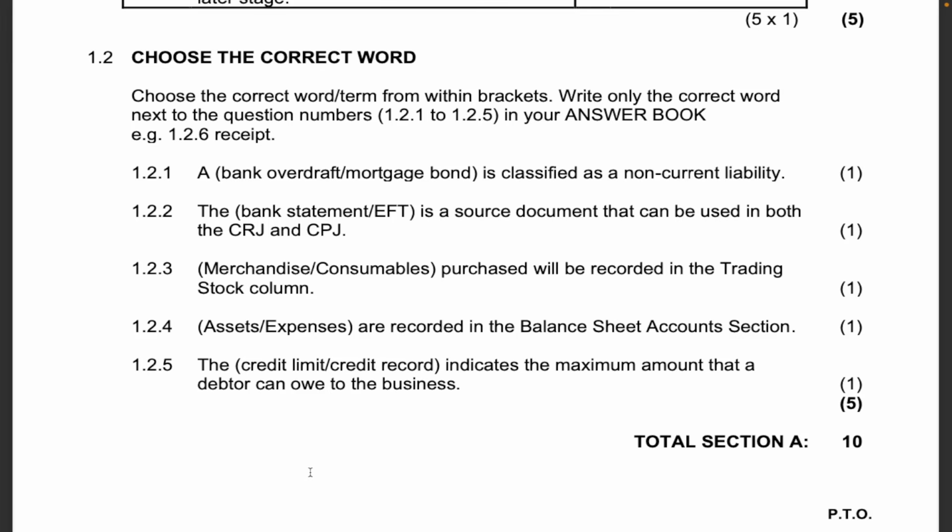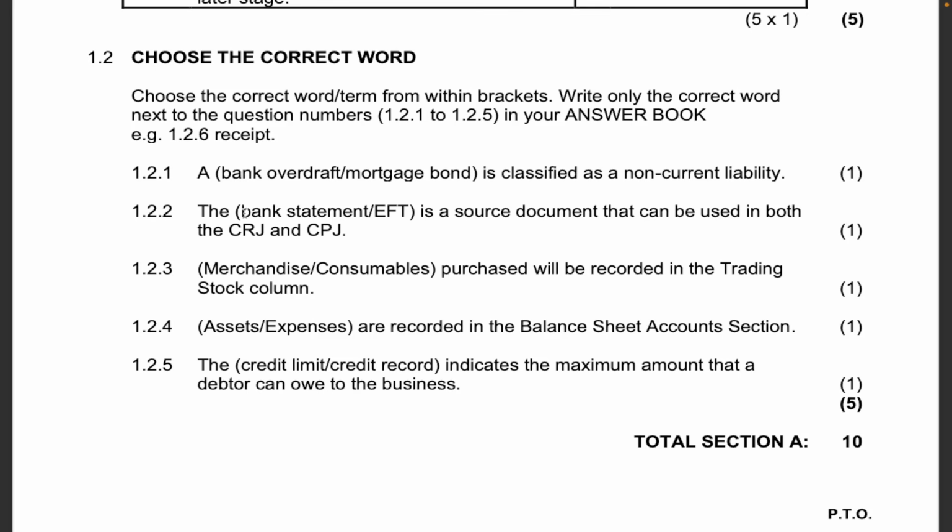So what is the answer for 1.2.1? Well, the question is what would be classified as a non-current liability, meaning which one would we pay over a longer period than 12 months? Well, we have got bank overdraft and mortgage bond. Firstly, what is bank overdraft? Well, bank overdraft is when a bank allows you to spend more money than you have in your bank account. So it's like borrowing money from the bank for a short term.